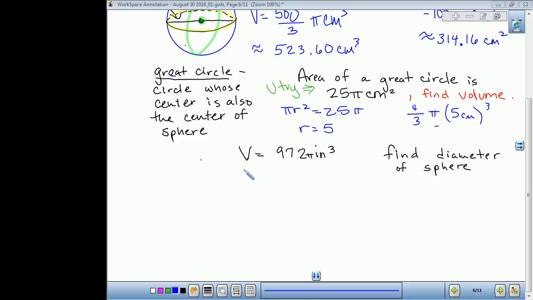Okay, so here, if you're given the volume of a sphere is 972 pi cubic inches, and you're asked to find the diameter of the sphere. Okay, so we know that volume is 4/3 pi r cubed. When we solve this, it's going to give us the radius, we double it, and we have the diameter. So the first thing we're going to do is cancel pi, divide both sides by pi, and then to solve, we're going to multiply by the reciprocal.